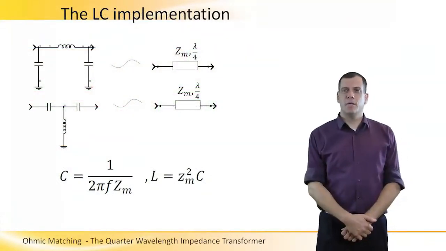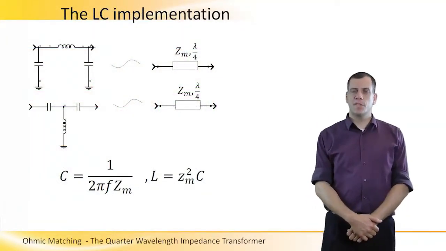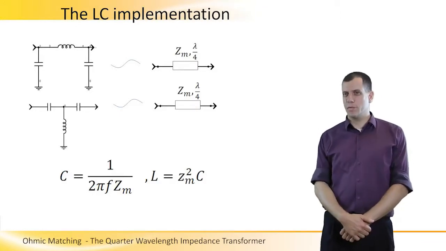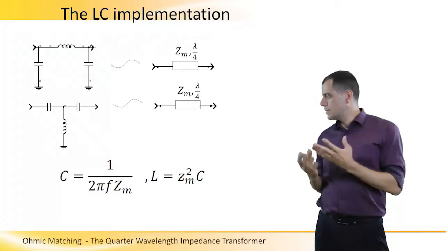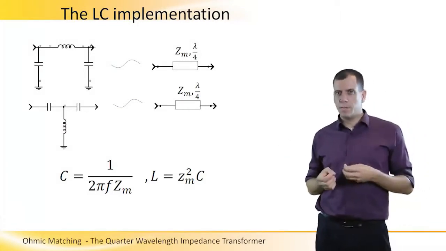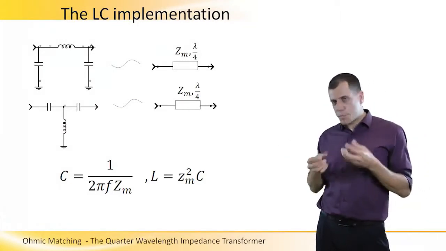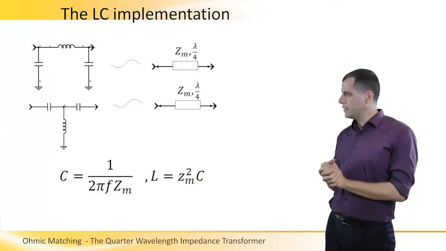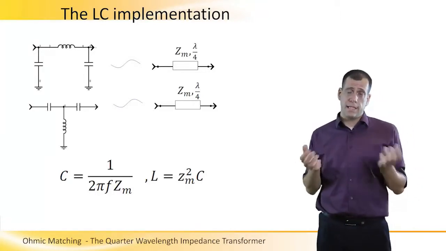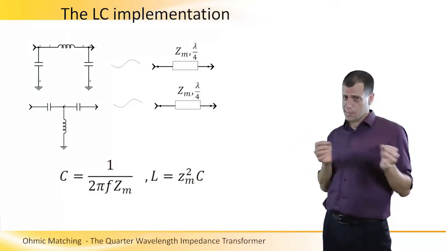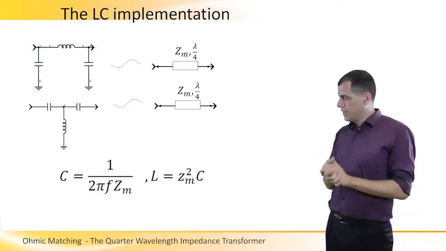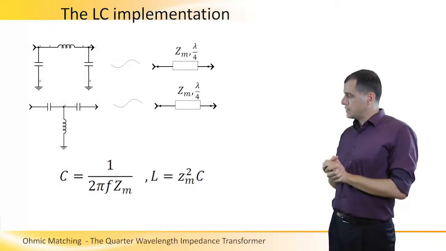Well, up until now we have discussed the distributed solution of the quarter wavelength. As we have seen in the previous sessions, there are always several ways of approaching a problem in RF, and in this case we also have the LC implementation of the quarter wavelength matching, or the ohmic matching. So let's look at this slide.